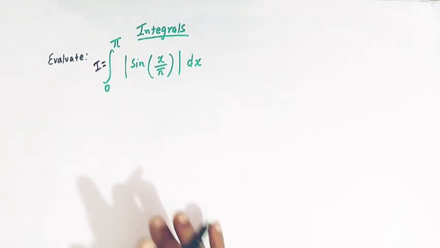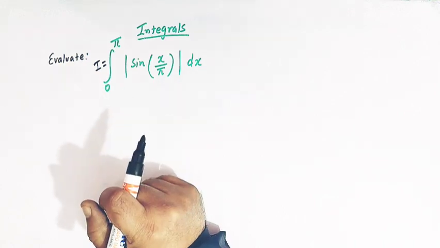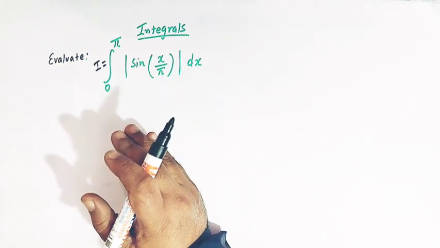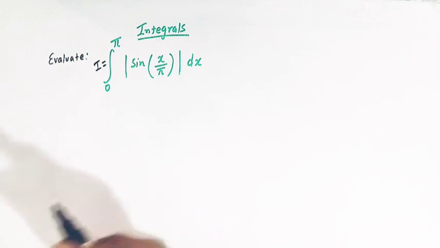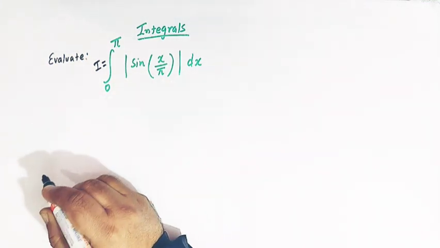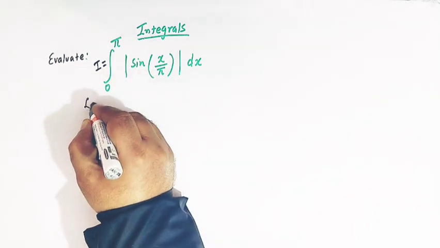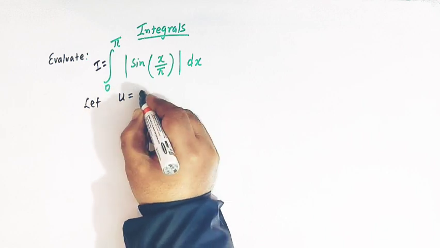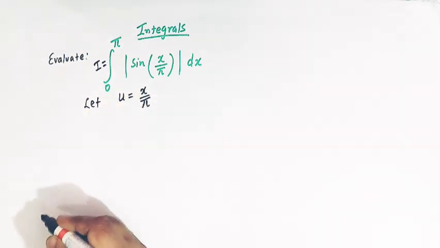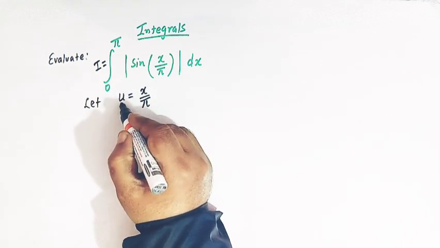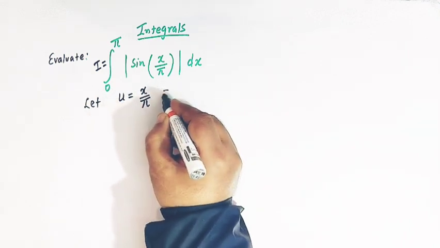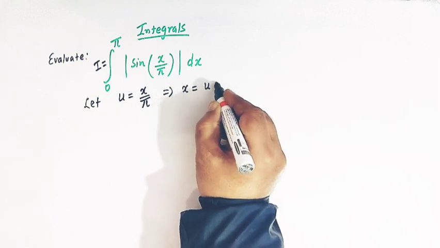To solve this integral, we are going to use a lot of concepts here. First, we will use the concept of absolute value function, then the sign convention of trigonometric functions in the different quadrants. Let us make use of the method of substitution. Here we have a mod of sine x over pi, right? So let us take u equal to x over pi, so that x is equal to u times pi.